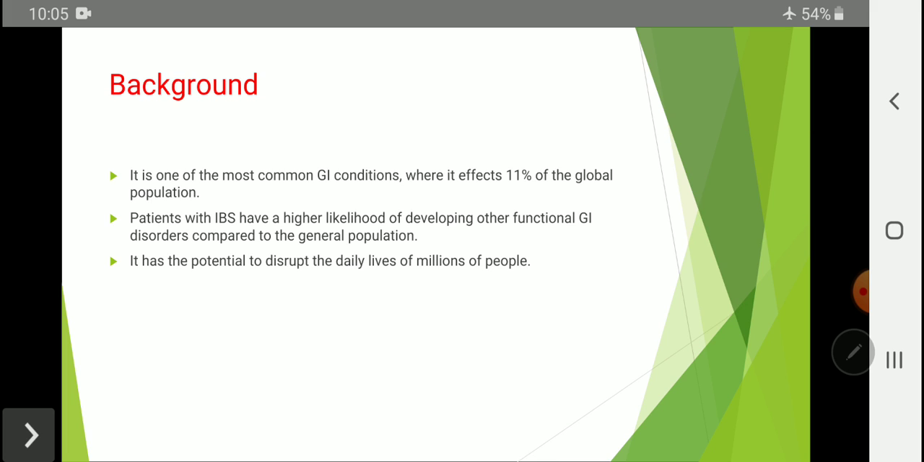So, just a little bit of background on IBS. It is one of the most common GI conditions, affecting 11% of the global population. Patients who have IBS are at a higher likelihood of developing other functional GI disorders compared to the general population. It has the potential to disrupt the daily lives of millions of people. It is important to understand this disease process so that you know what appropriate interventions to take and appropriate recommendations to make, so that you can help the patient reduce their symptoms and improve their overall quality of life.